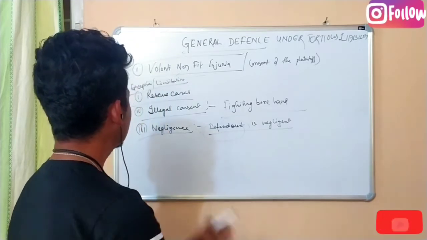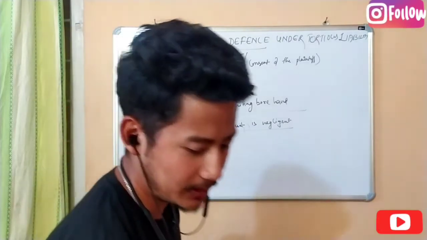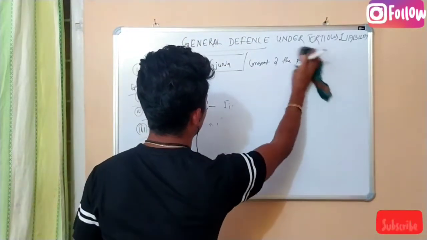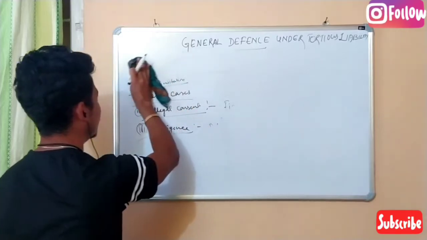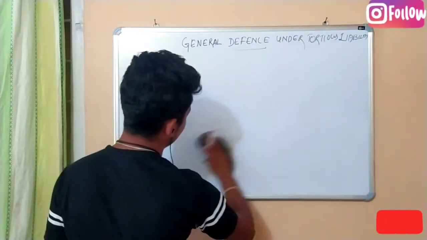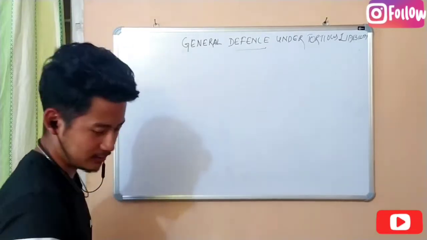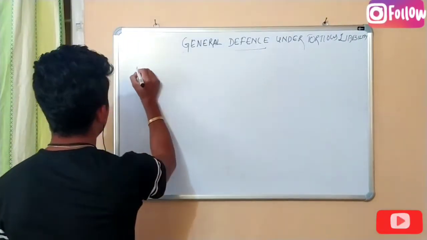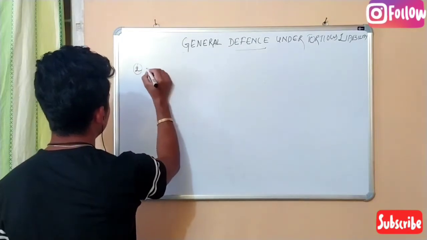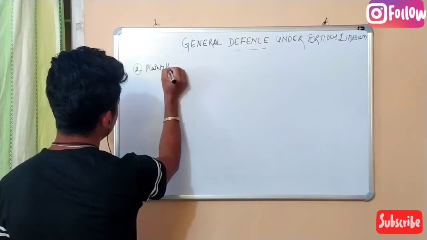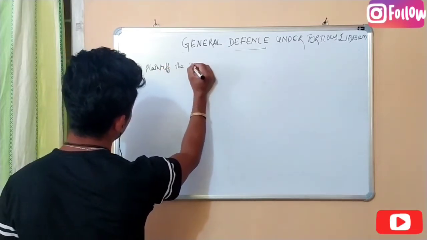So this is all about volenti non fit injuria. We have covered the first general defense of tortious liability. Now we will move ahead with another general defense of tortious liability. So what is that? Let's look at it. Number 2 is plaintiff, the wrongdoer.